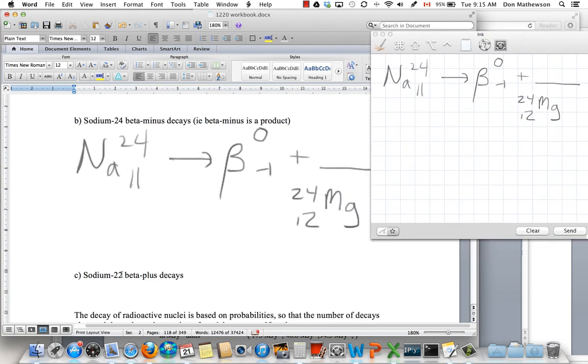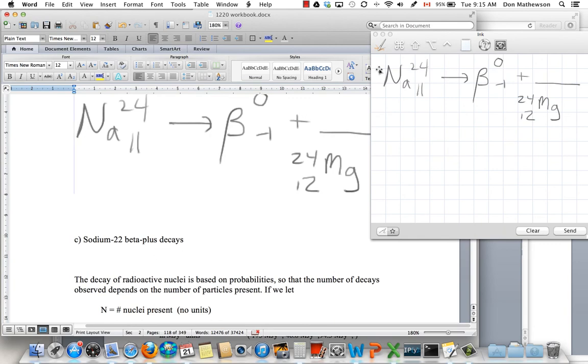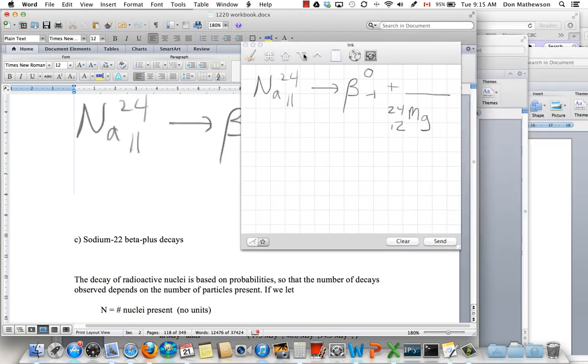Okay. And then we've got sodium 22, which beta plus decays. So what will that look like? We'll have sodium, which always has atomic number 11. This isotope of sodium has atomic mass 22. It beta plus decays. Now you can look up higher on the page, or just remember a beta has no mass. A beta plus has a positive charge.